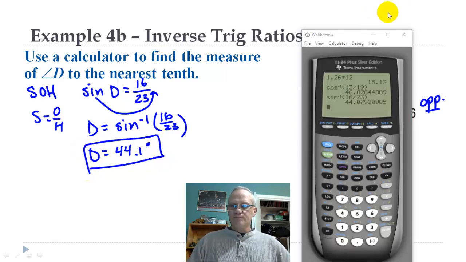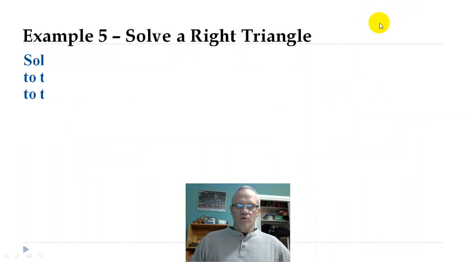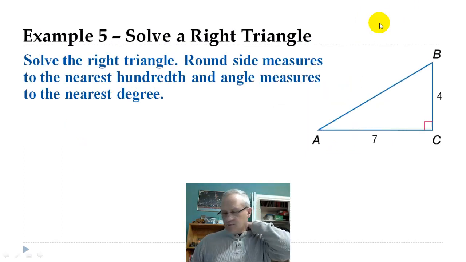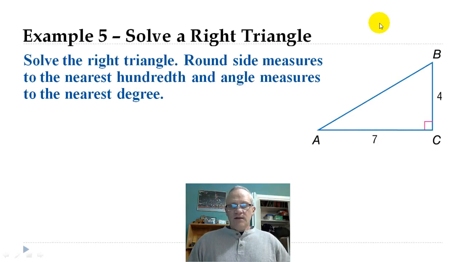All right, one more thing, and then I'm wrapping it up. The last thing is solving the right triangle. It says round the side measures to the nearest hundredth, and angle measures to the nearest degree. When it says solve this right triangle, you're just going to find any missing sides and any missing angles. Whatever's missing, you've got to find.